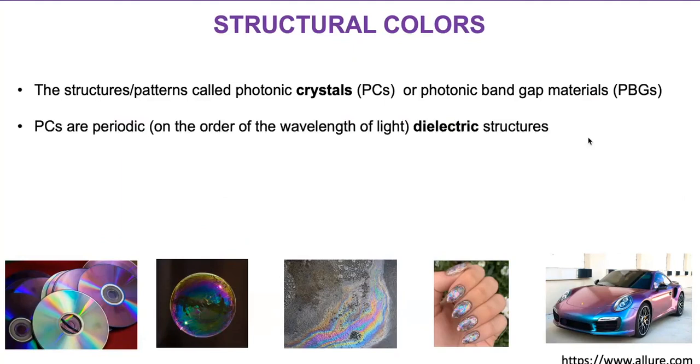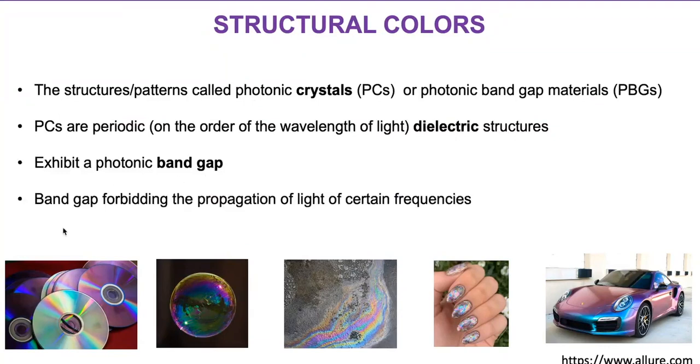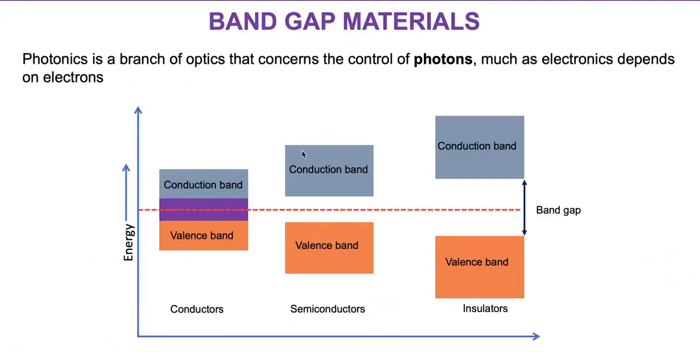And photonic crystals are periodic structures which are made up of dielectric materials. I will explain about photonic crystal dielectric materials in the coming slides. And they exhibit an interesting property called the band gap. And the band gap forbids the propagation of light of certain frequencies. So I told you about photonic crystals or photonic band gap materials.